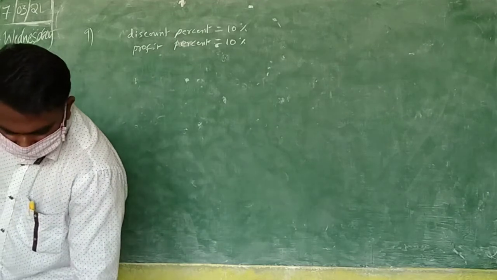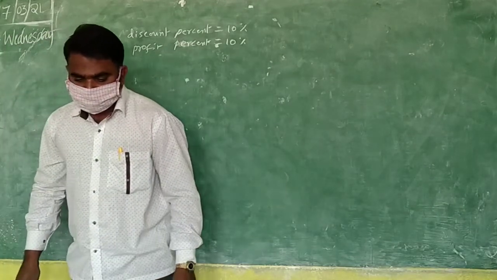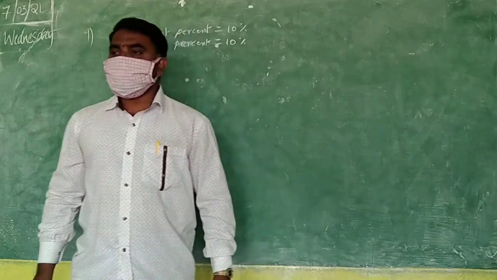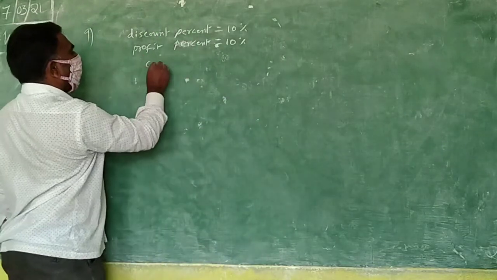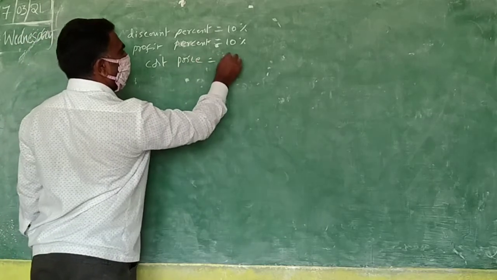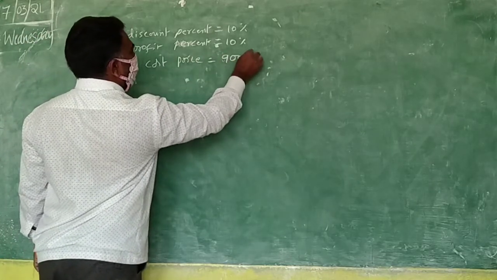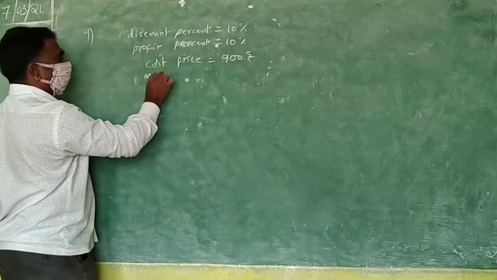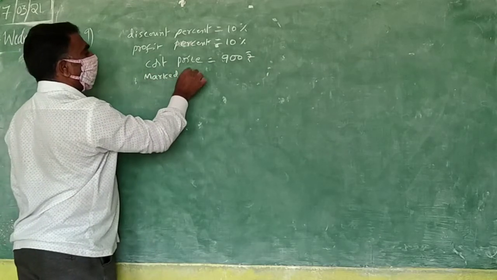Okay, next. What should be the marked price if the cost price is 900? What do you know? Cost price is 900. And what you have to find here? Marked price you have to find.